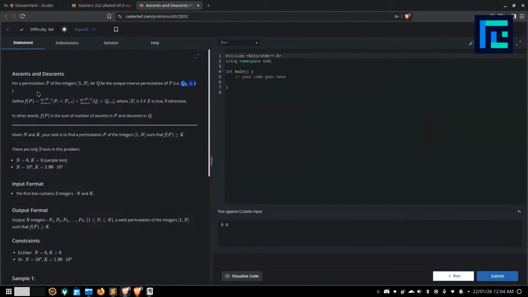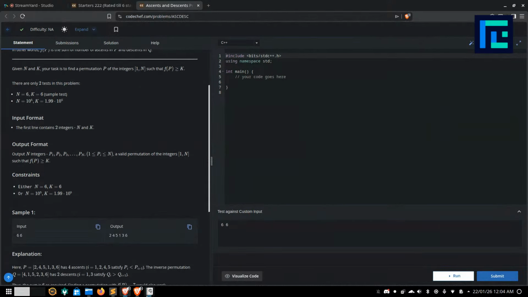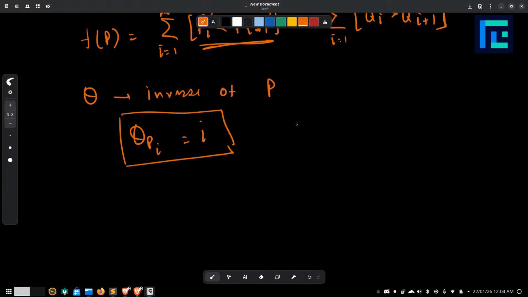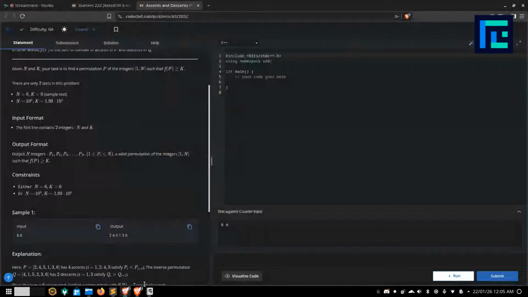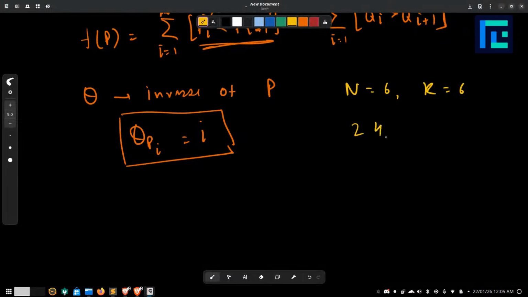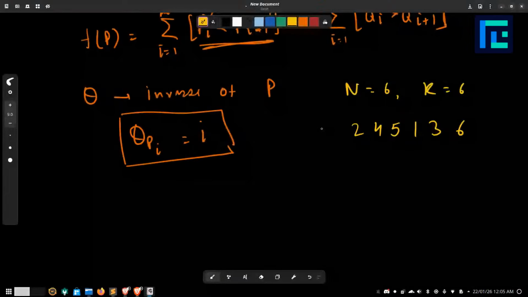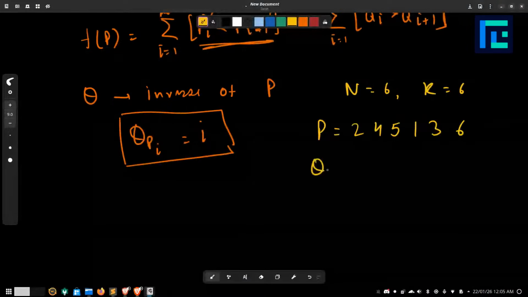Basically q of p i is equal to i. So let's see a sample test case for better understanding. We are given n equal to 6 and k equal to 6, and the output for this test case is 2 4 5 1 3 6. Let's first assume that this is p and try to write q.